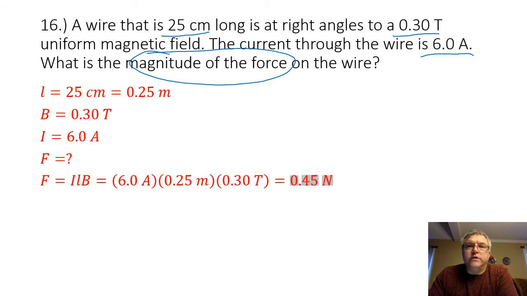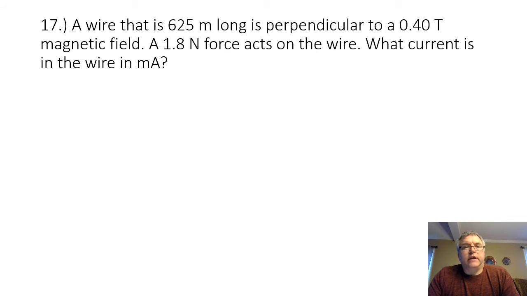Don't need to rearrange everything. I'm already solved for F, so I simply need to plug in my known values into the equation, multiply them together, and I should get a force of 0.45 newtons. Problem 17. A wire that is 625 meters long is perpendicular to a 0.40 Tesla magnetic field.